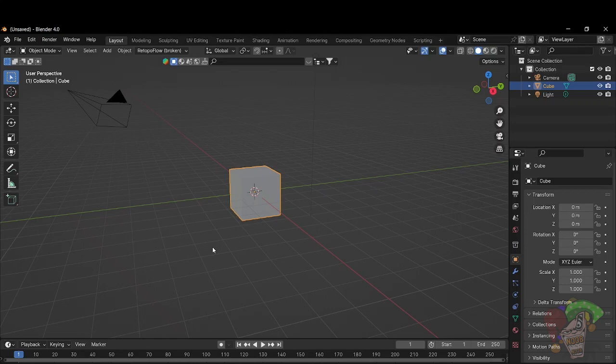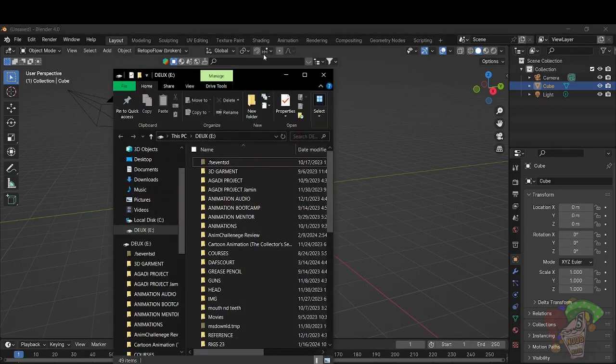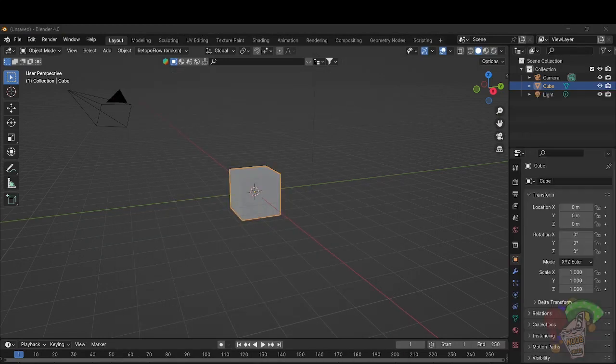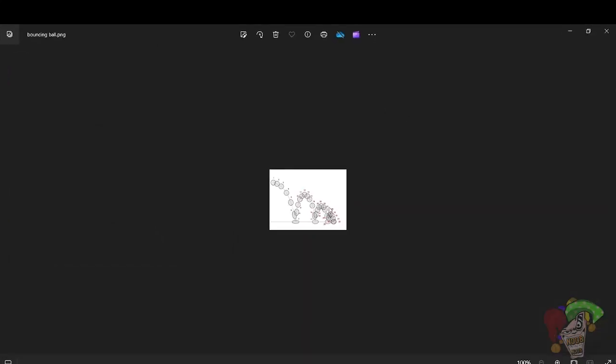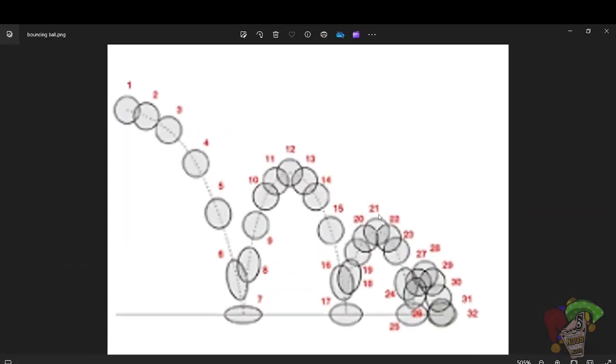2D is second dimension, or a two-dimensional image. That means a flat image, right? So I'm going to open up a file and show you an example of what I mean. You've heard me speak about the bouncing ball, so I'm going to show you an example using the bouncing ball. So this is a bouncing ball.